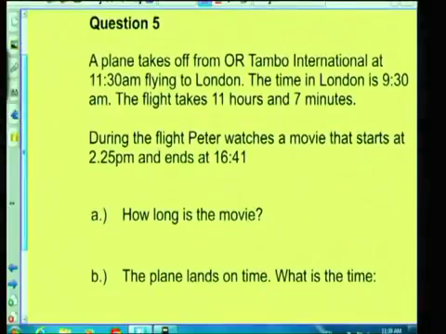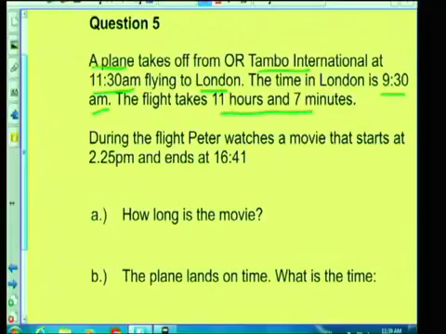Okay, now talking about going overseas, here's another interesting little question about traveling. We're dealing with time here. Traveling comes up, and you need to be able to read off tables, timetables, and all that sort of thing. Here's one that tells us that a plane took off from OR Tambo International in Johannesburg at 11:30 a.m. and it was flying to London. The time in London is 9:30 a.m. on the day of the departure. The flight takes 11 hours and 7 minutes.